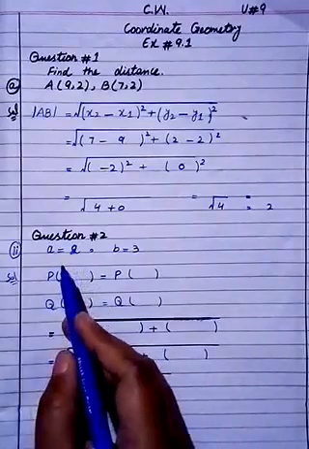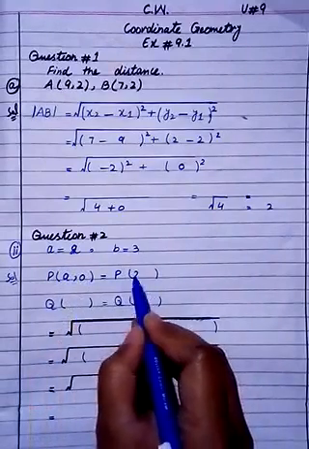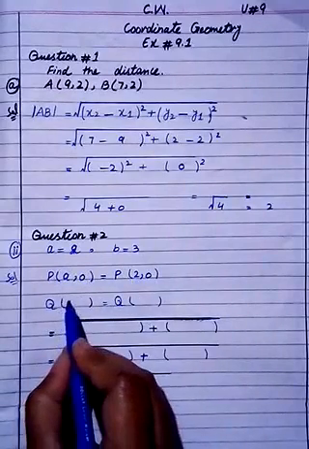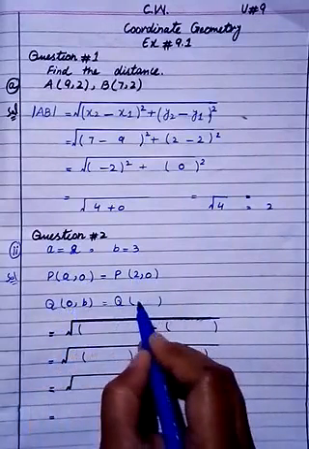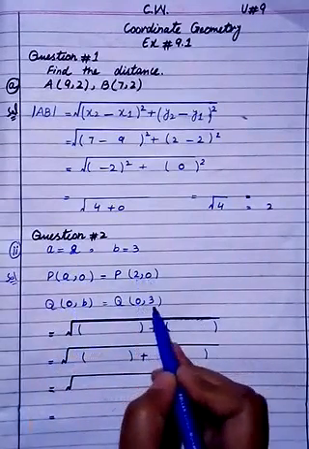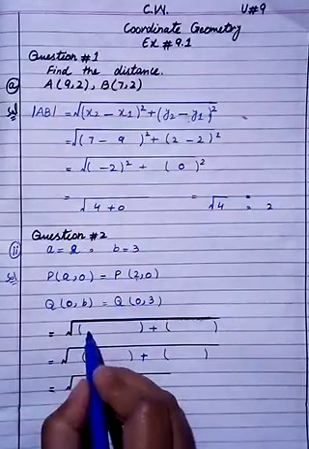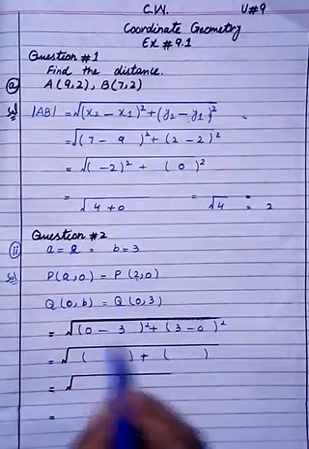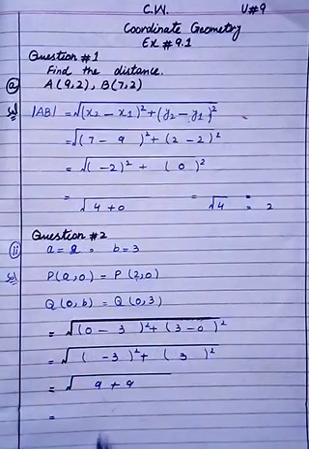Here x is a and y is 0, so the value of a is 2, and P is (2, 0). Now Q is the point on the y-axis, so you can write 0 and b, here b is 3. So this is x1, y1, this is x2, y2. So you have to put the values in the formula. Same formula you have to apply here. So x2: 0 minus 3 whole square and 3 minus 0 whole square. So minus 3 whole square and 3 whole square.